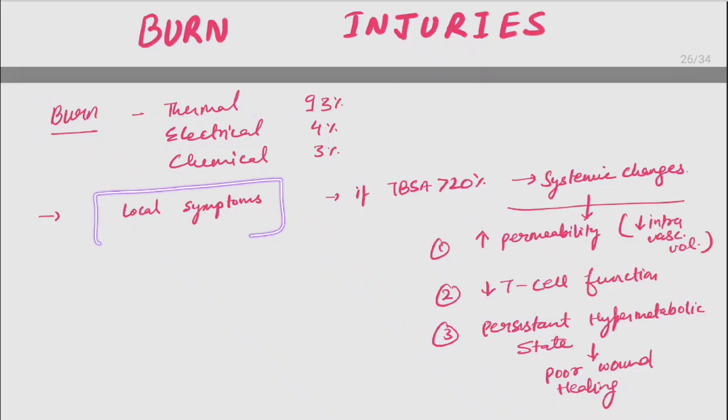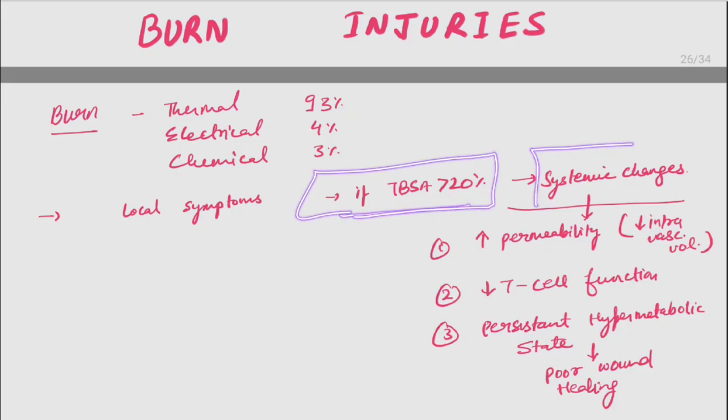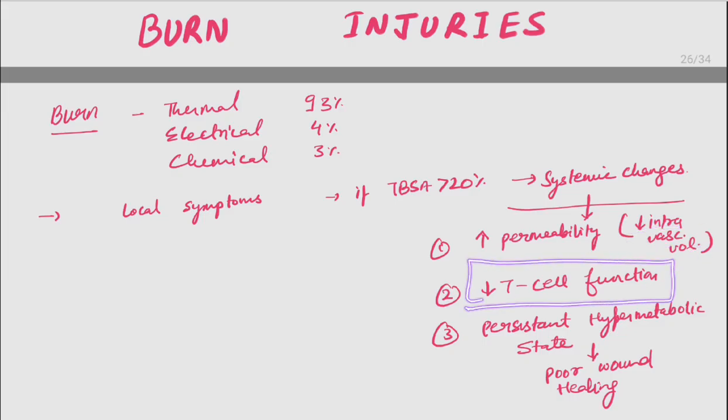Burn causes local symptoms, but if the total burn surface area crosses 20%, there are systemic changes such as increased permeability of the vessels. Therefore, as the permeability increases, contents leak out and there is a decrease in intravascular volume. Moreover, there is decreased T cell function, therefore immunity decreases, chances of superadded infection are increased, and there is a persistent hypermetabolic state which leads to poor wound healing.